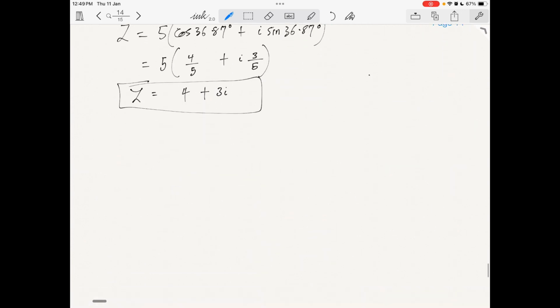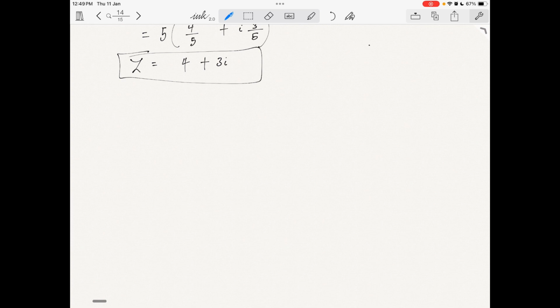Now let's go a bit deeper. There is something they call argument, argument Z. In some cases it is the same thing as theta, so we call theta the argument of the complex number. Theta is the argument of the complex number.